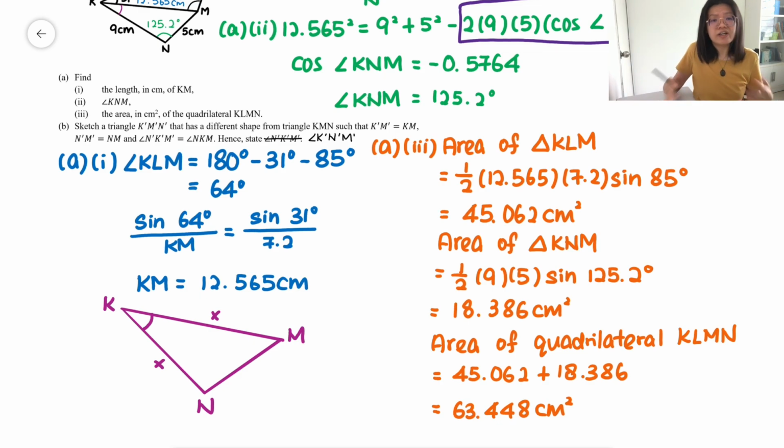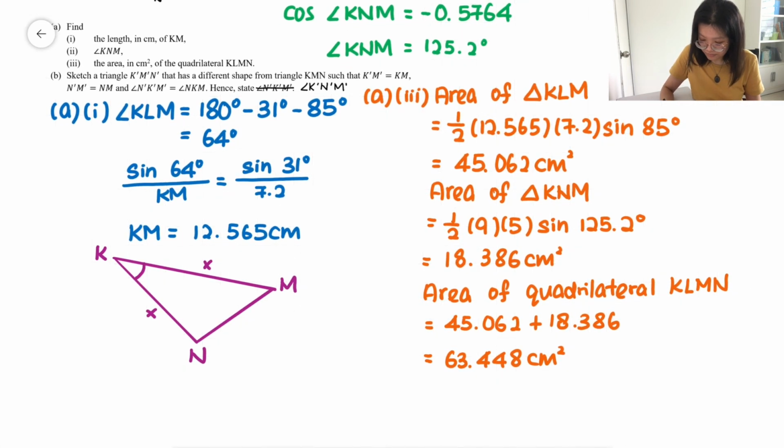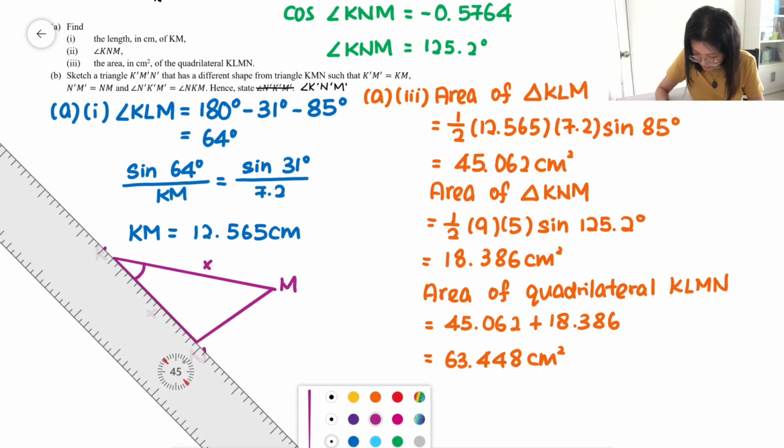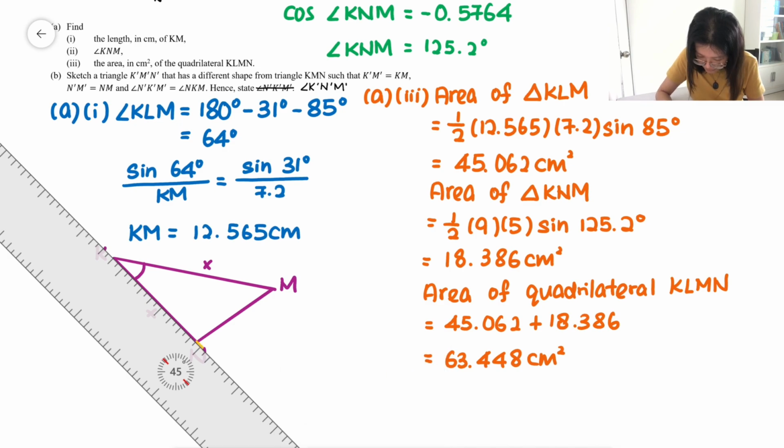Since KM cannot move, KN cannot move, which line should I move? Of course, I should move my MN line. Now you know that you need to move your MN line. You need to make your KN line longer. You extend it. Let me use yellow color. I extend it.